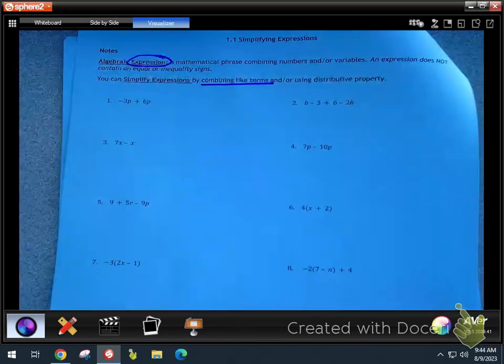So anything that is two plain numbers, constants are what we call those. Two things with x's, two things with y's. Those are our like terms. Putting those together and or using the distributive property. So let's pick a couple in this first group to kind of do together. You can try some on your own, and then we'll talk about distributive property pretty soon.